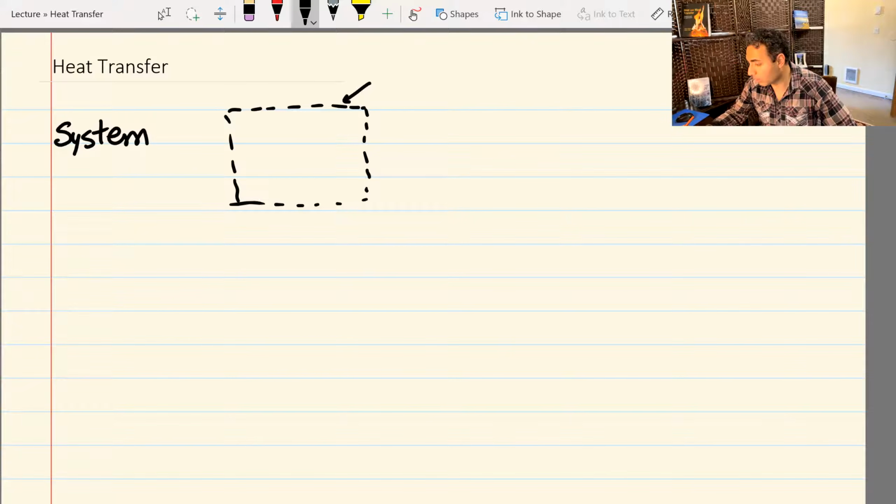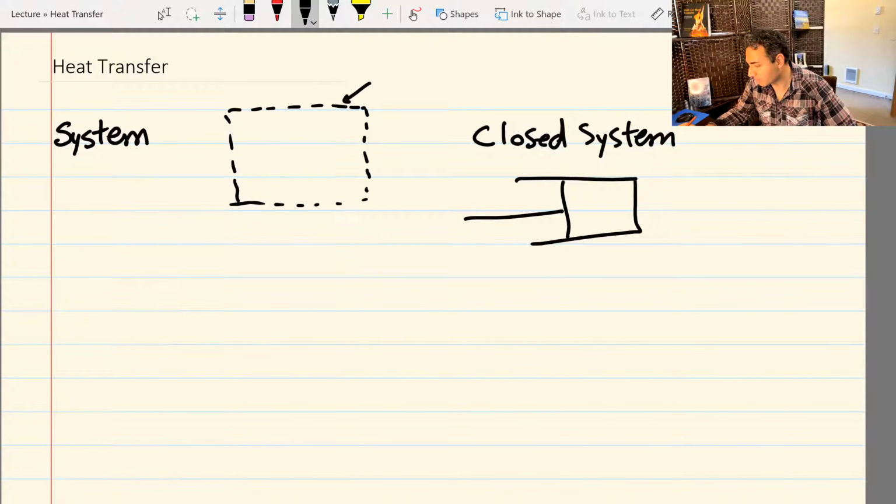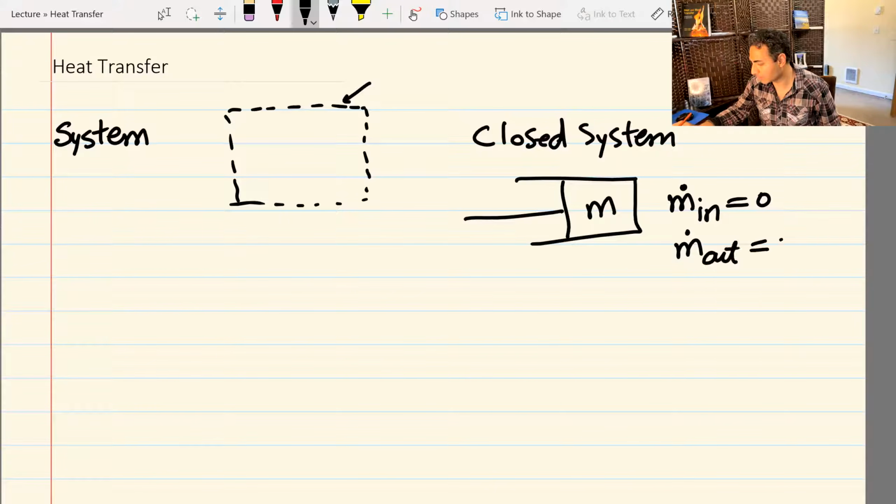Now, if you remember, we had two types of systems in thermodynamics and fluid mechanics. The first one was a closed system. A closed system basically is a system like a piston cylinder system, something like this, right? And this would be the mass inside the system. A closed system simply is this, that there is no mass going into the system or coming out of the system. Basically, there is no m dot going in. M dot going in is 0, and m dot going out is also 0. No mass goes in, no mass comes out of the system. Done. That's a closed system.